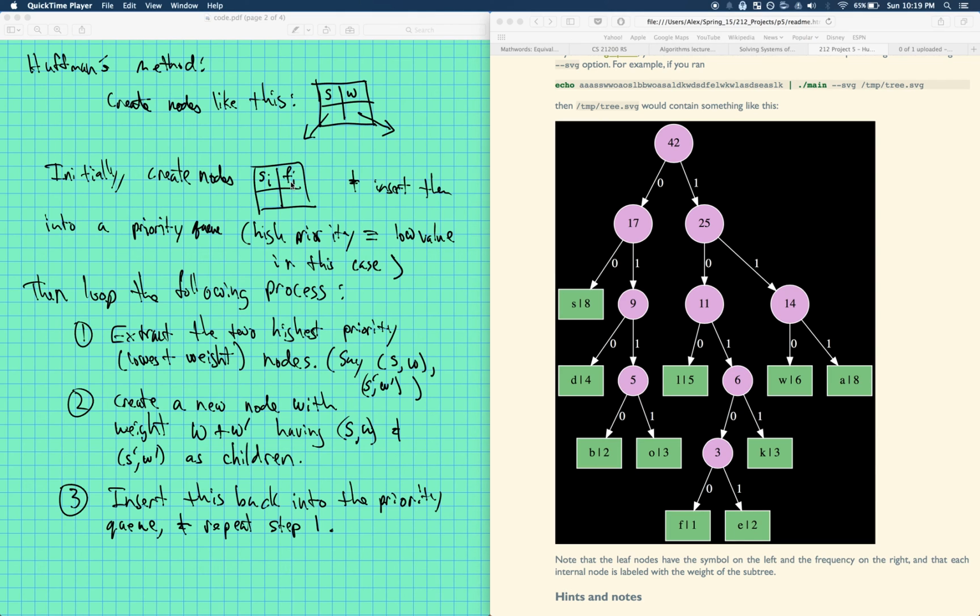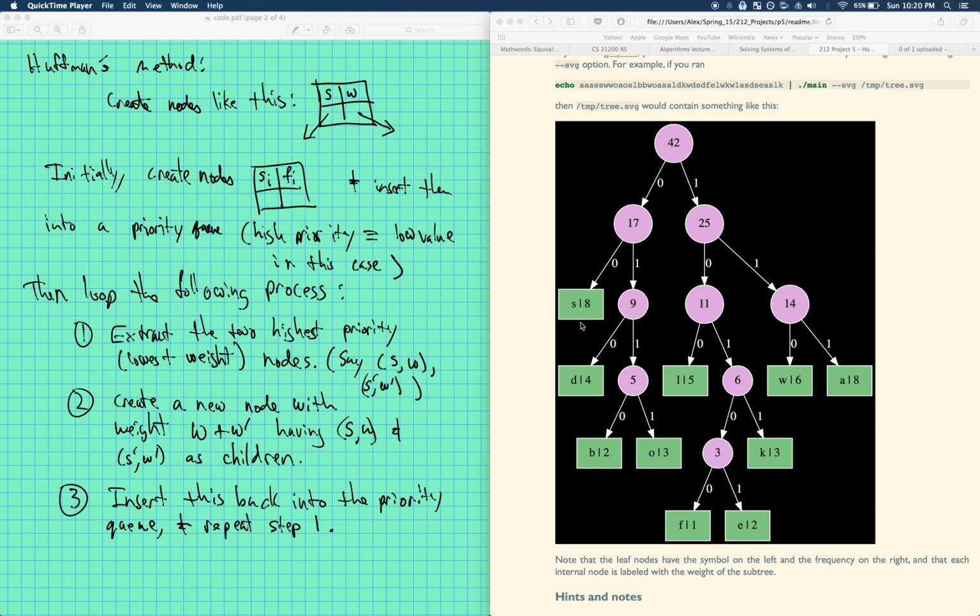And we're going to be inserting these all into a priority queue. So imagine, let's look at this picture right over here. You see we've gotten S, D, B, O, L, F, E, K, W, and A, right? So these are all the letters we read in from some file. Actually, this right up here would be the file that we read. So we have a frequency of each of these different letters. So we create these nodes that have their frequency and then the symbol, and they're all leaf nodes, right?